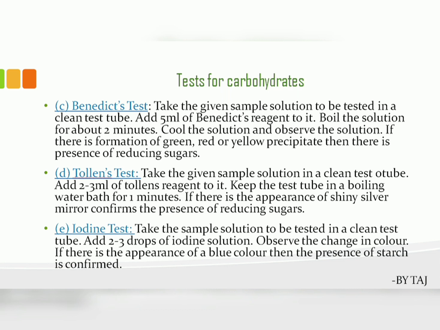The fourth test is the Tollens' test. Take the given sample solution in a clean test tube. Add 2 to 3 ml of Tollens' reagent to it. Keep the test tube in a water bath for 1 minute. If a shiny silver mirror appears, it confirms the presence of reducing sugar.